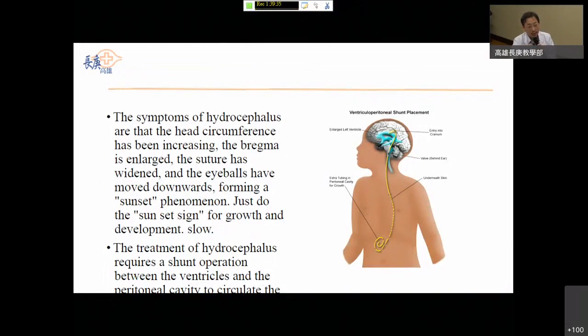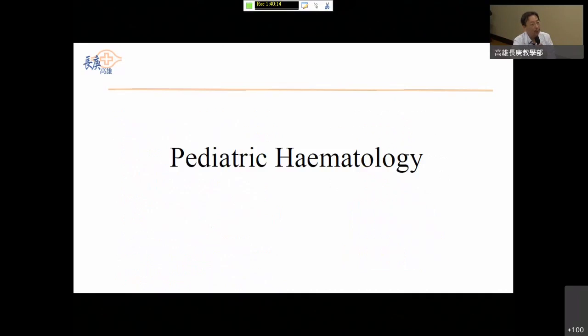But of course, there is always a possibility that the VP shunt site in the intra-abdominal region will get infected, and the infected pathogen will go through the VP shunt and run up to the brain and cause brain infection, okay? Some even have brain abscess formation. So hydrocephalus is a poor condition, a neurological condition in childhood, okay?